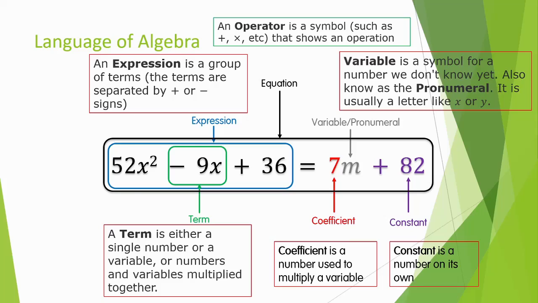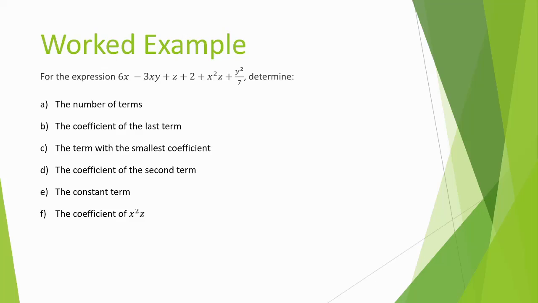Here I have a worked example for the expression 6x minus 3xy plus z plus 2 plus x squared z plus y squared over 7. Determine, and we have 6 questions: the number of terms, the coefficient of the last term, the term with the smallest coefficient, the coefficient of the second term, the constant term, and the coefficient of x squared z.